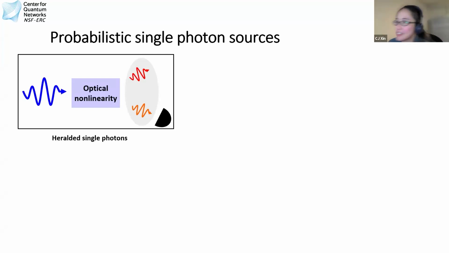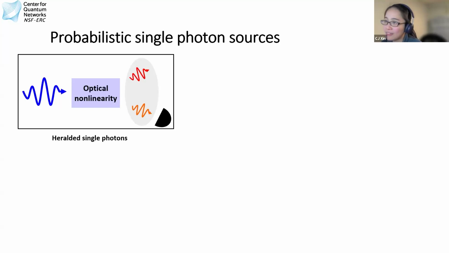So after all that about deterministic single photon sources, we're going to start talking about something that sounds strictly worse, which is probabilistic single photon sources based on optical nonlinearities. And usually these are called heralded single photons. I'll step through really quick what the process for generating a heralded single photon is. And then there'll be a little question at the end about why it's probabilistic.